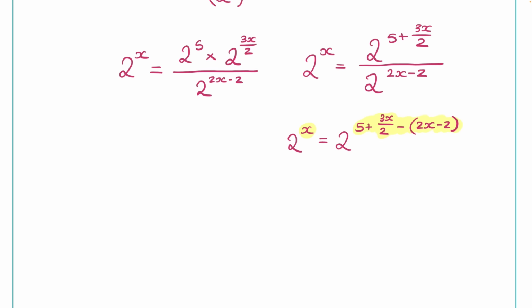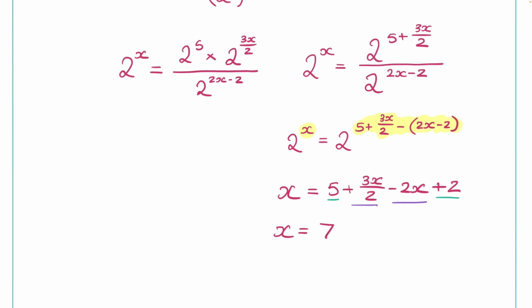So now we're at this point, we can say that x must be equal to the other power of 2. We'll try and tidy it up as we go as well. So 5 plus 3x over 2 minus 2x, and then we'll have plus 2. Okay, so now we need to just tidy this up. We have some like terms that we can collect together. We've got the 5 and the plus 2. So x equals 7.